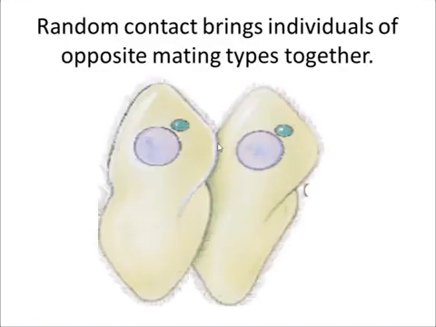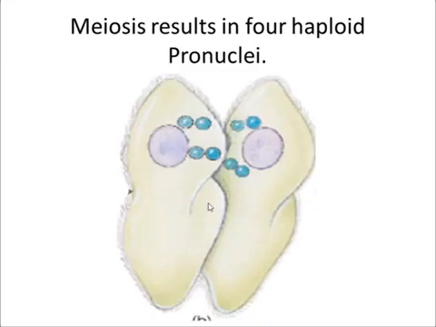Now we'll discuss the process of conjugation step by step. In the first step, the random contact brings individuals of the opposite mating types together. Here are two individuals of the opposite mating type which come together by random contact, and in the next step, the meiosis results in 4 haploid pronuclei. So the nucleus divides into 4 haploid pronuclei by the process of meiosis.